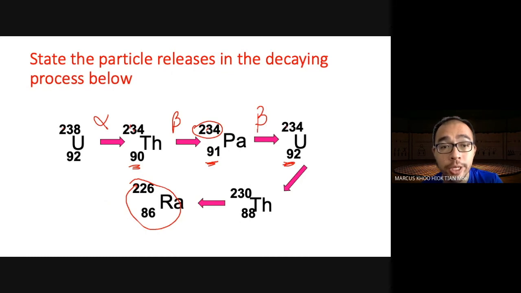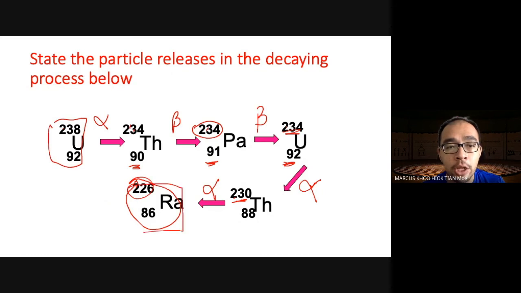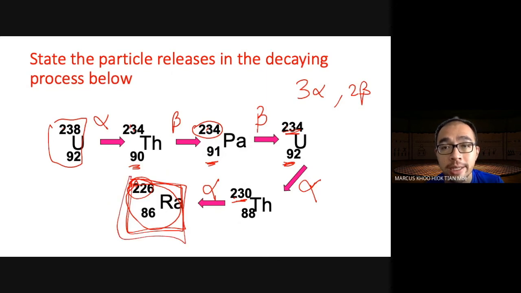Uranium-234 becomes thorium-230. Now, 234 becomes 230, so you know that this is alpha. 230 becomes 226, also reducing by 4, so it is also alpha. So in the entire journey from uranium-238 to radon-226, the entire series has decayed 5 times, and what is produced is 3 alpha particles and 2 beta particles, in order to achieve stability. Even then, we don't really know whether this radon-226 is actually already stable. We just assume that it's stable, but we never know whether it's stable or not.